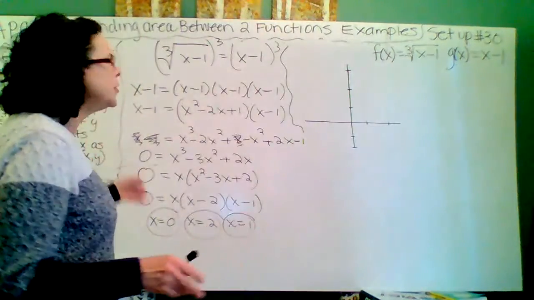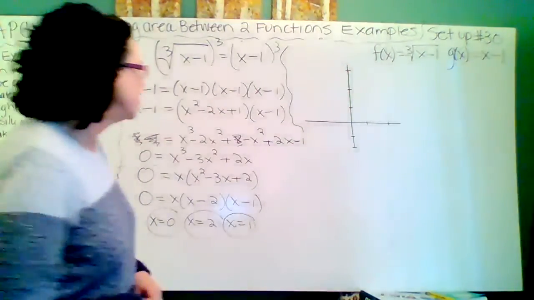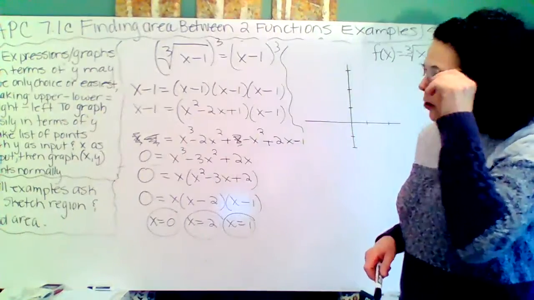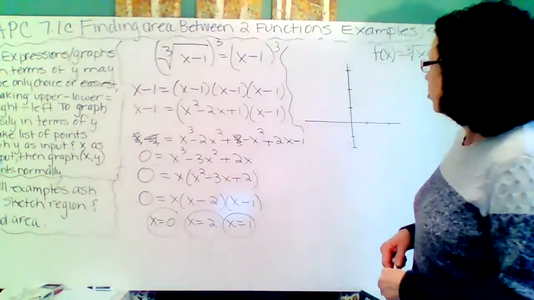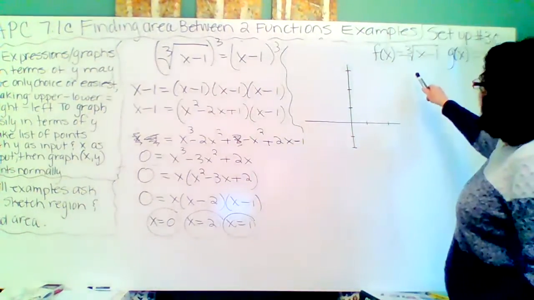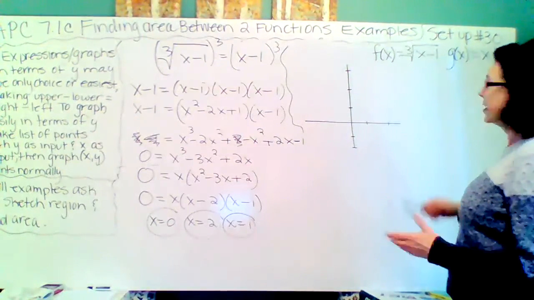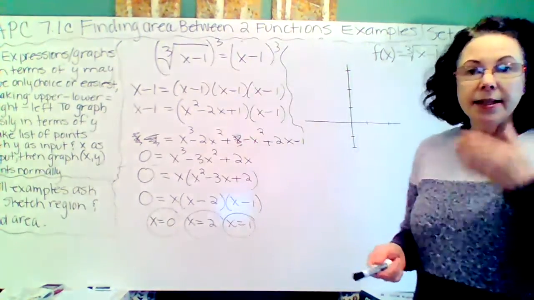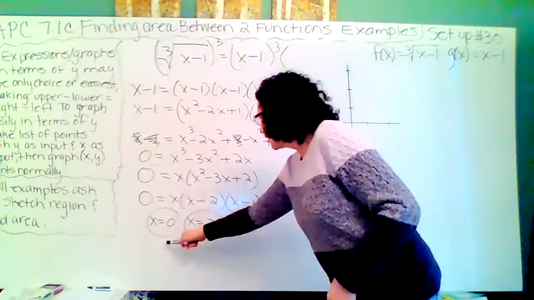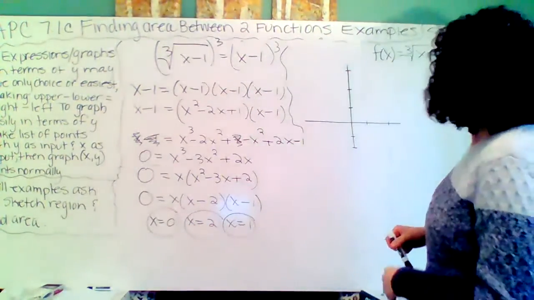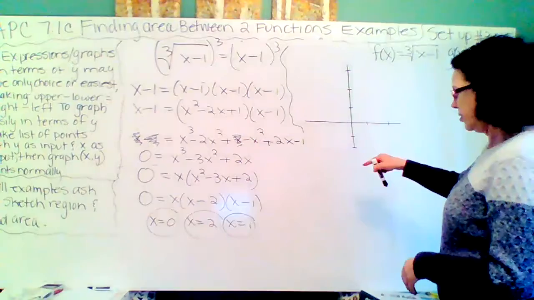But if you could start here with me, notice I erased part of the graph. If we could start in the last video where we were trying to find the area between the cube root of x minus 1 and x minus 1. We needed the intersection points, and we did all that. And we found that it was at 0, 1, and 2.